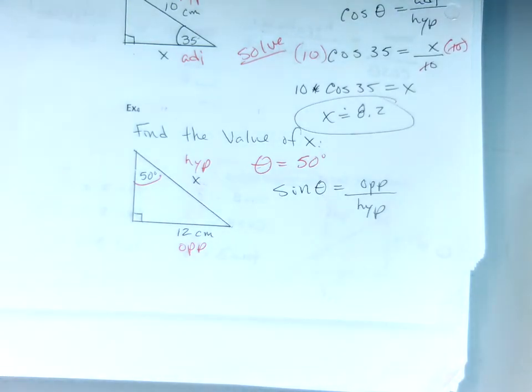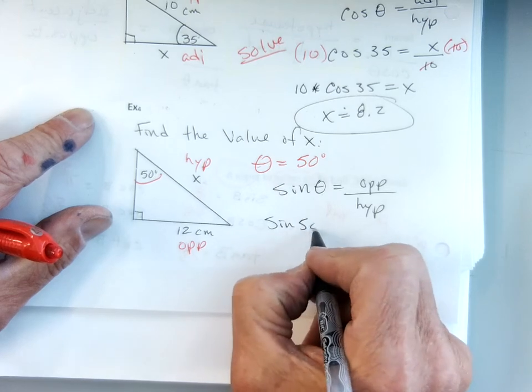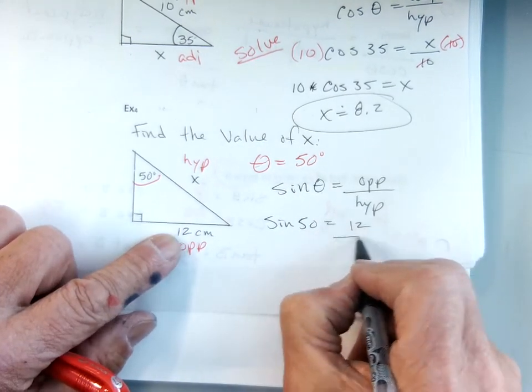Okay, how am I doing? Now, instead of writing theta, we write 50, okay? In opposite, we're going to write 12. And for the hypotenuse, we're going to write x, okay? 50 goes here, 12 goes here, x goes here. Let's do that. So I'm going to go sine of 50 equals 12 over x.